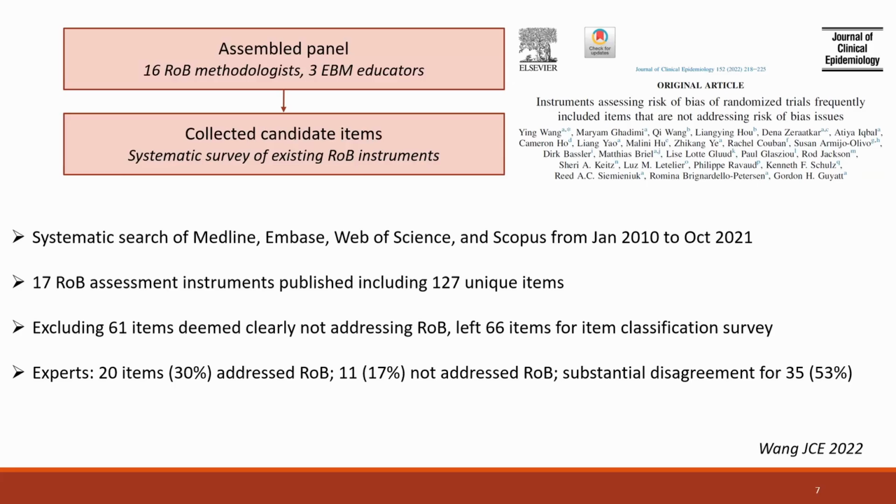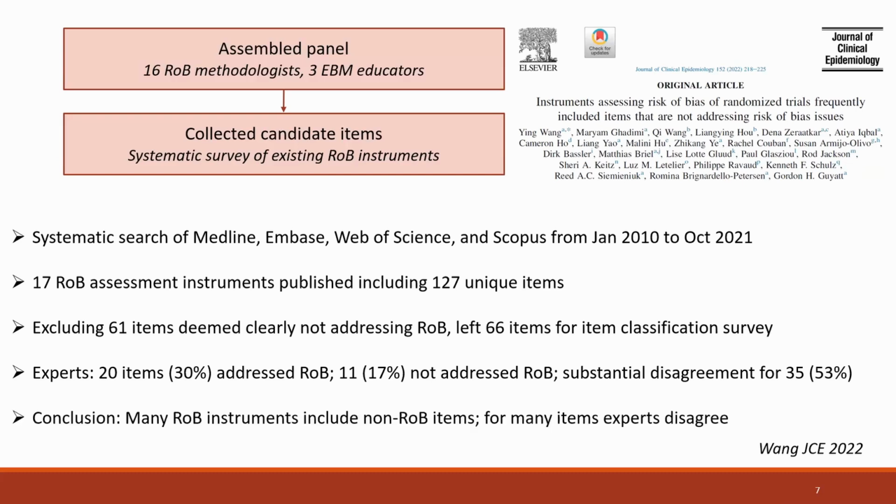So panel members then checked each item and eventually rated 20 items to clearly address risk of bias, 11 to not address risk of bias, and for 35 items there was actually substantial disagreement among experts. So the conclusion from this work was that many risk of bias assessment instruments actually include non-risk of bias items, meaning they rather address indirectness or applicability, for example. And for many items, experts disagree. So it's often not a clear-cut decision making here.